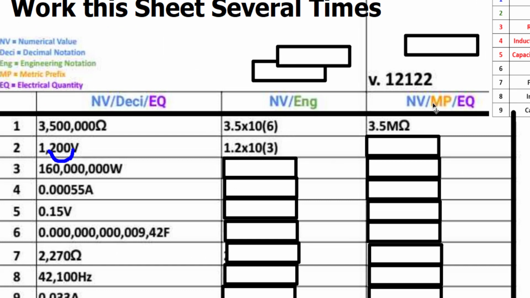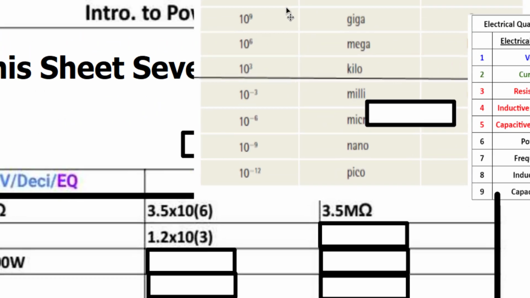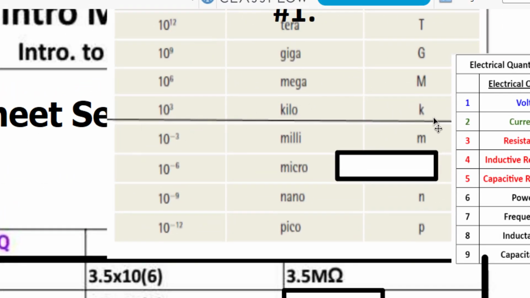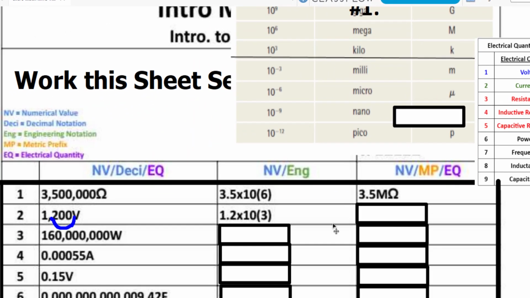When I get ready to convert it to a metric prefix, I look at my metric prefix sheet, and 10 to the 3rd stands for kilo, lowercase k. So I'm going to keep my numerical value of 1.2, and the times 10 to the 3rd tells me that would be kilo, and I was measuring volts.